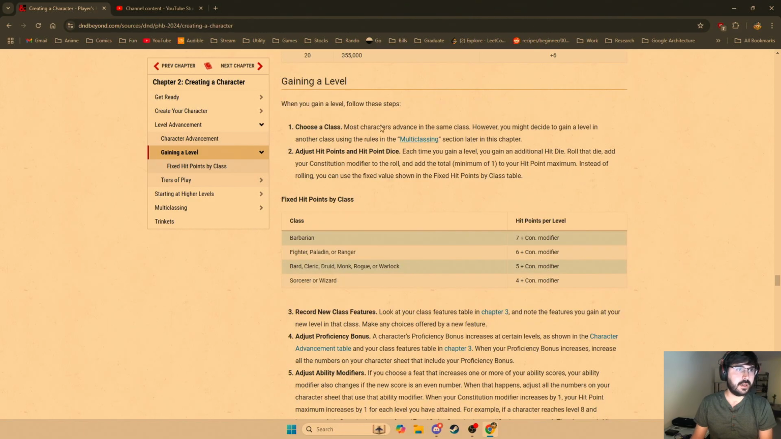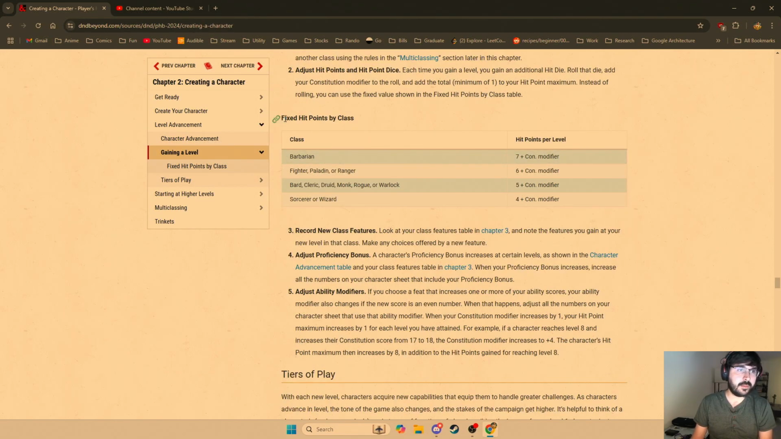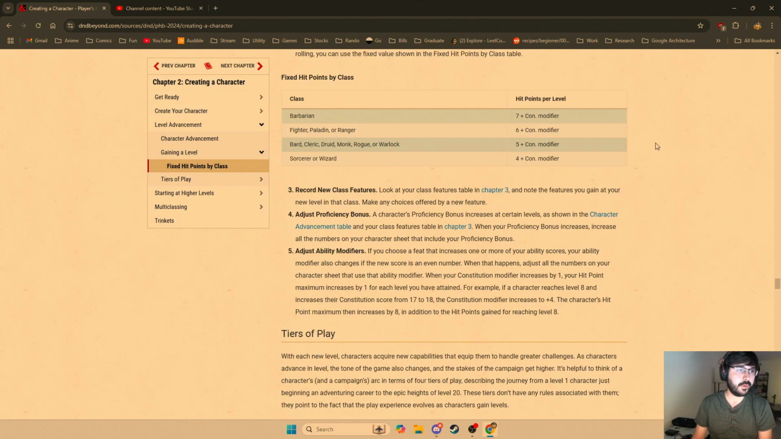Yeah. And now talking about choosing a level. Later on, we're going to be talking about multiclassing, adjusting hit points and hit dice. So that's, again, you get your health per class you're leveling up. You roll that, you add it into your group. So fixed hit points per class, 7 plus the Constitution modifier, fighters 6 plus the Constitution, 5 for. Oh, this is if you're doing fixed. Okay, there we go.